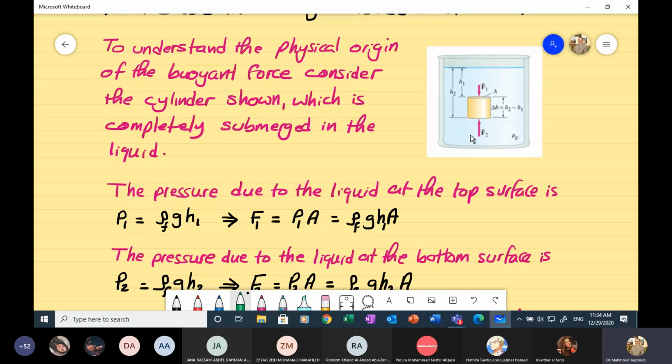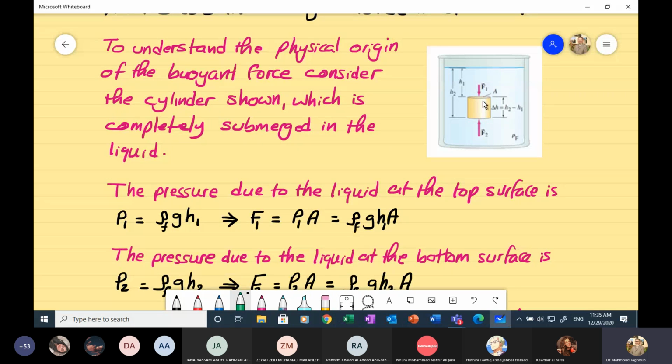Now I want you to tell me which surface experiences higher pressure from the liquid. Is it the top surface or the bottom surface? Where is the pressure higher? Here at the top surface or here at the bottom surface? Bottom surface, yes, it's the bottom surface. Why? Because we know that the pressure of a liquid is proportional to the depth below the surface of that liquid. The top surface is at the depth of h1. The bottom surface is at the depth of h2. h2 is larger than h1. Therefore, the pressure at the bottom surface is greater than the pressure at the top surface.